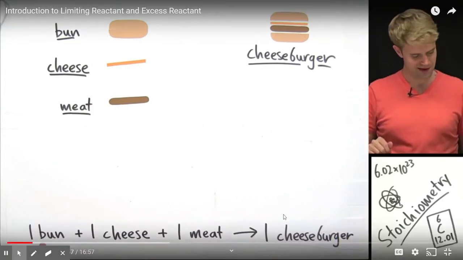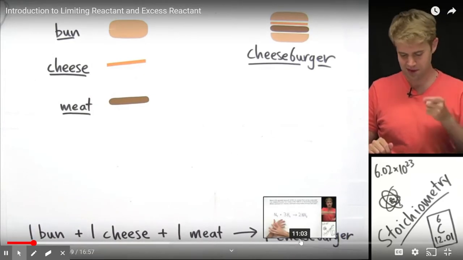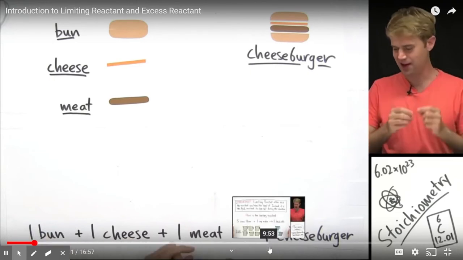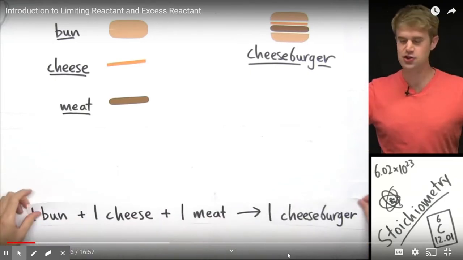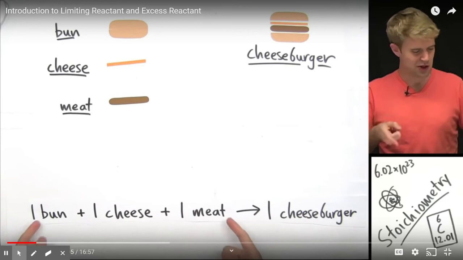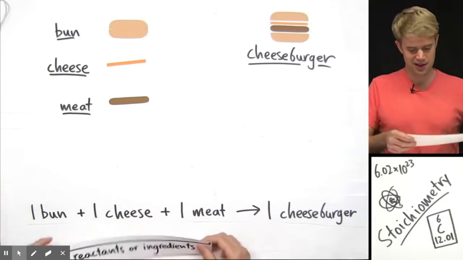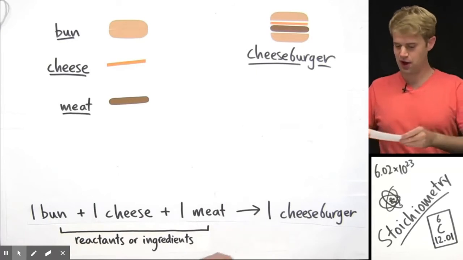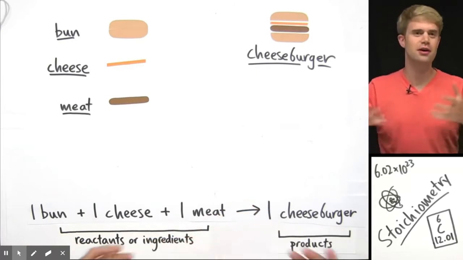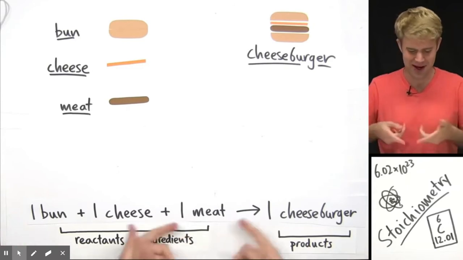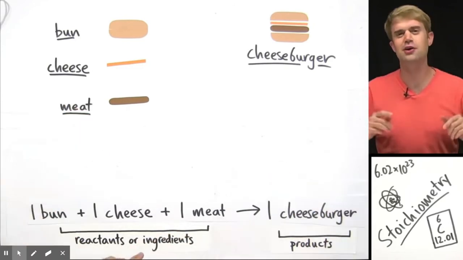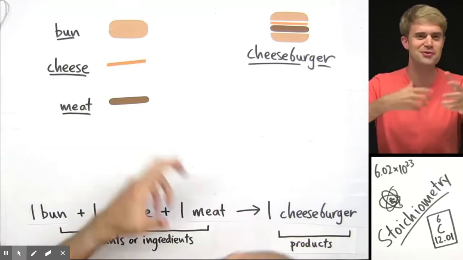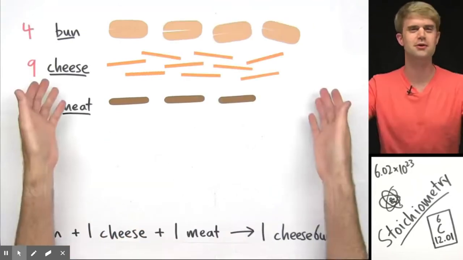One bun plus one slice of cheese plus one piece of meat, put that all together, and it gives us one cheeseburger. The ingredients over here that we start with, we can think of kind of like reactants in a chemical reaction. And the products over here, the cheeseburger, is what we end up with. Okay, so now we've got our recipe. To do some cooking, we've got to get some more ingredients. Let's rummage around in the refrigerator and see what we can find. So here are our ingredients.